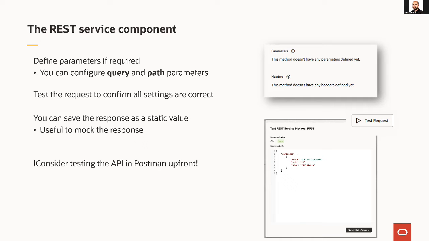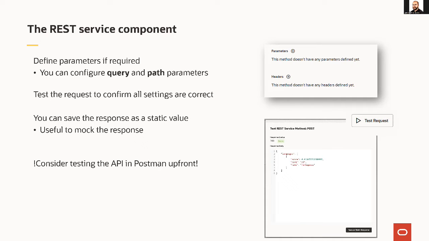Two important side notes. You can also mock the response. So you can save the response you get here as a static response. This is particularly useful if you are testing the dialog flow or testing the chatbot, so that you're not dependent on the availability of that particular API. So you are able to mock the response to have a static response that you can define here.